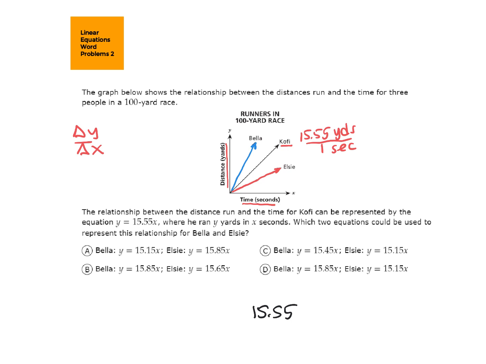So I see that in choice D. Bella is 15.85, so that would be matching that it's larger. I should put that over here, and that Elsie is 15.15. I don't see that in any other scenario. And that wraps up linear equations 1.